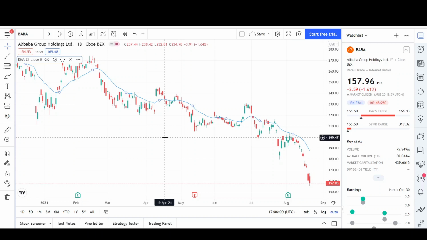What's up, traders? This is Vee Trades, and today I'll be doing a technical analysis breakdown for Alibaba. I looked at this company just a few days ago and I want to give an update regarding new price targets.